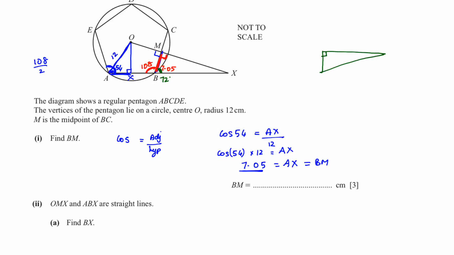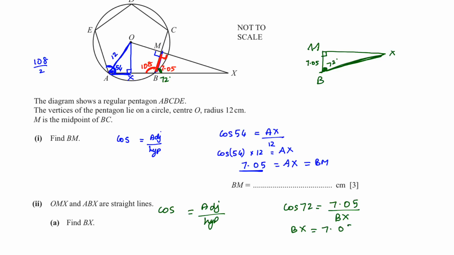So basically you have 7.05. This is M, B, and X. The angle B is 72. And you want to find this part. So that is the hypotenuse. Again, the adjacent has been given to you. You need to find the hypotenuse, and you have the angle 72. So it's going to be cos 72 is equal to 7.05 over BX. Therefore, BX is equal to 7.05 divided by cos 72, and the answer you get, when you round it to 1 decimal place, will be 22.8 centimeters.